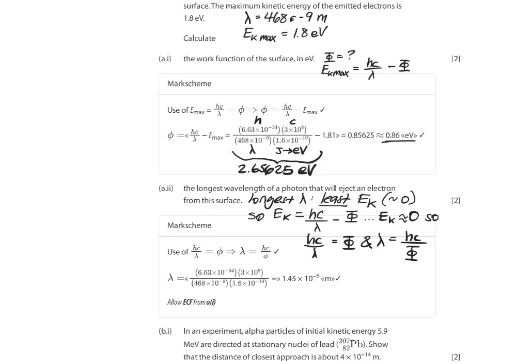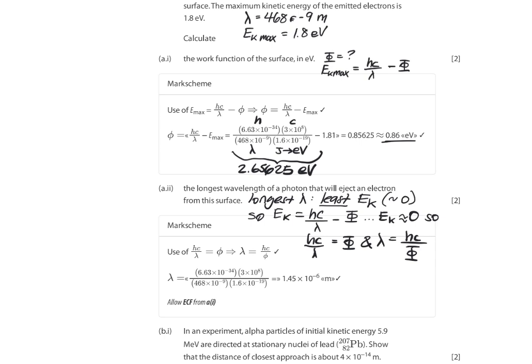So 6b wants the longest wavelength that will eject an electron from the surface. Longest wavelength is actually the least energy, so that would have a kinetic energy of roughly 0. So if kinetic energy is hc over lambda minus the work function, and kinetic energy is 0, that must mean that hc over lambda equals the work function. We know the work function from 6a, and we know h and c, so we just have to solve for lambda. Lambda is hc over the work function.